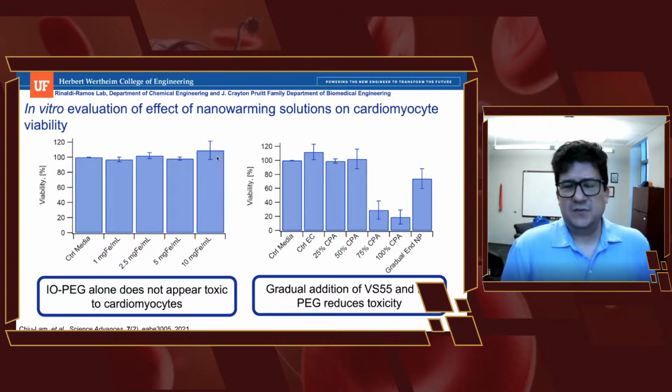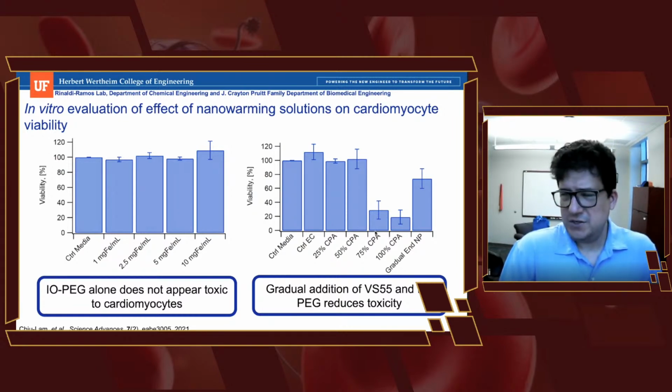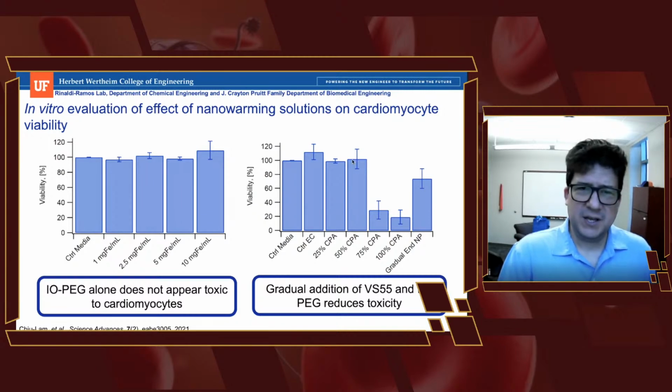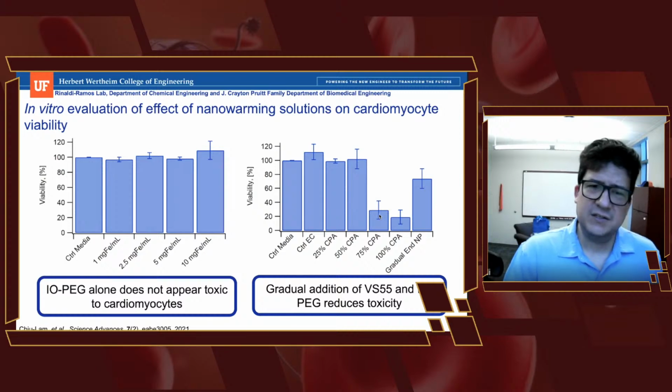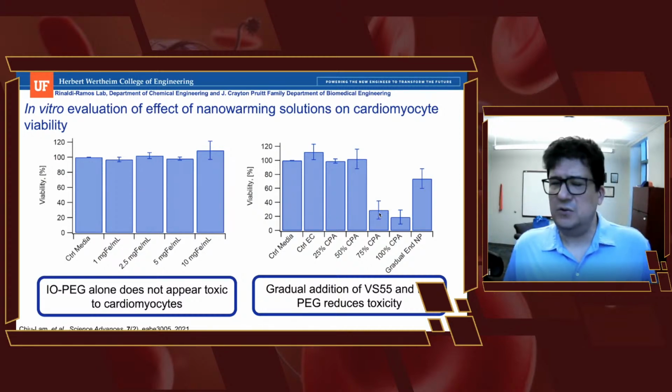If we add VS55, the cryopreservation agent, we see that as we increase the amount of cryopreservation agent, there is toxicity. So this is what I mentioned before. 50% CPA has no toxicity, but by 75% CPA, we're killing a lot of cardiomyocytes. This is when we go from media directly to the CPA solution.